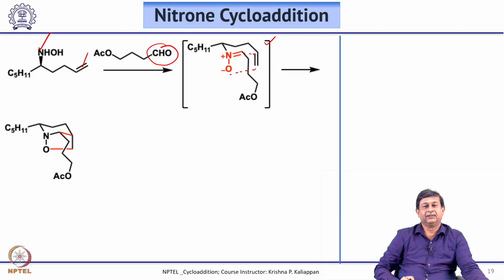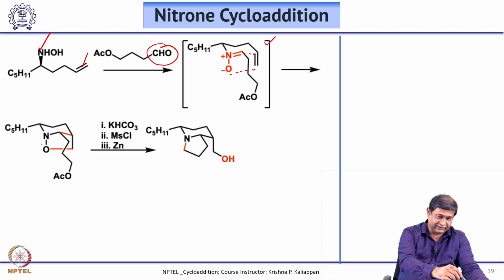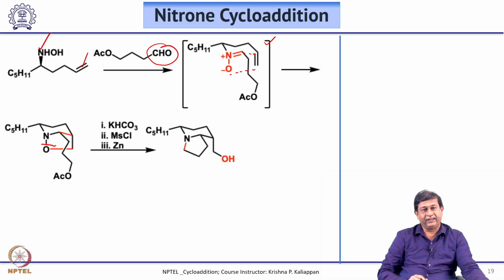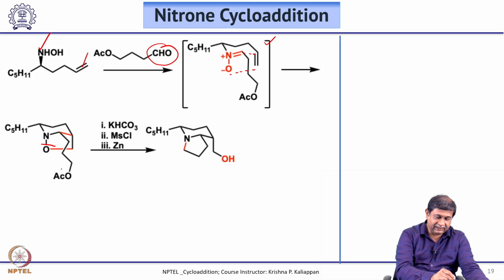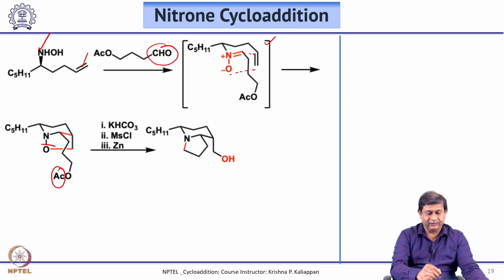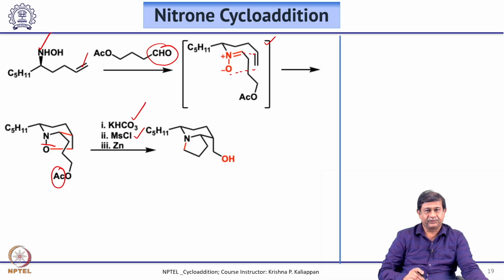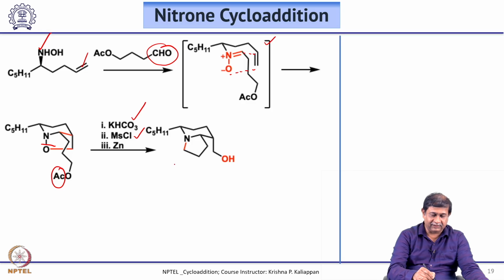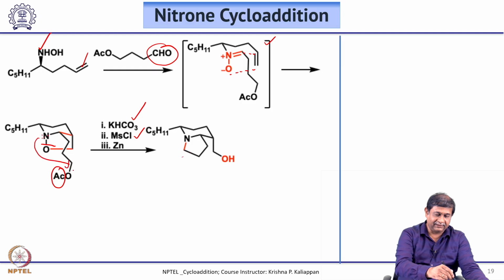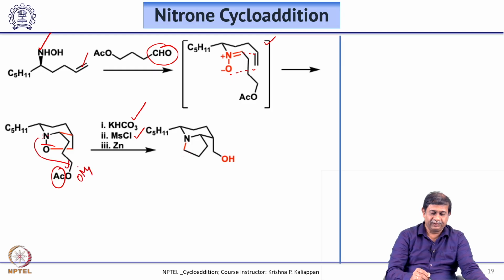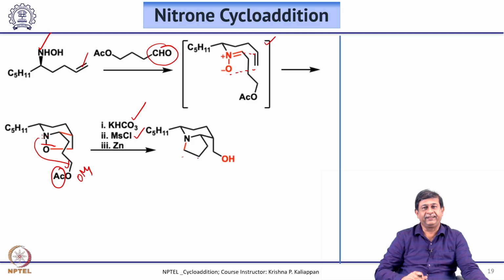So, this is how the intramolecular 1,3-dipolar cycloaddition will take place, and now if you cleave this NO bond, you will get the corresponding NOH. Before that, hydrolyze the acetate using potassium bicarbonate, convert that into a mesyl group, then you do the NO bond cleavage. Then the lone pair on the nitrogen will attack here, and this is the mesylate. So, you get the 5-membered, that is the pyrrolidine ring.